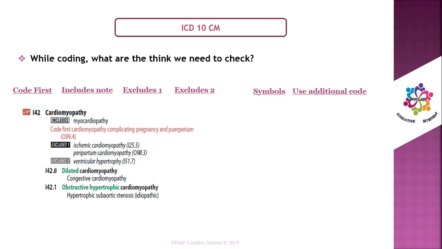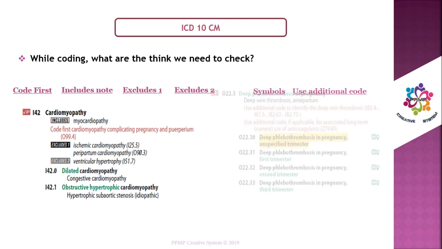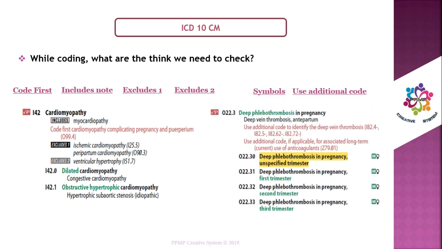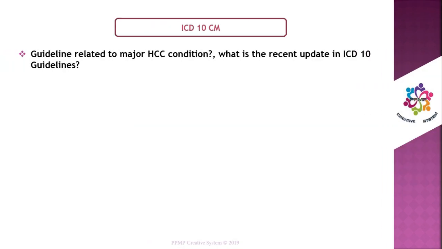Symbols. A list of symbols, which helps to identify gender and age-specific codes. Here M denotes maternity. This symbol indicates a female code. Use additional code. This is an additional code, we can code with the main code for more specificity. Guideline related to major HCC condition.